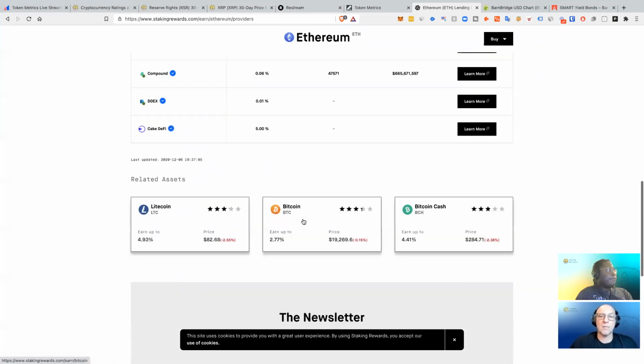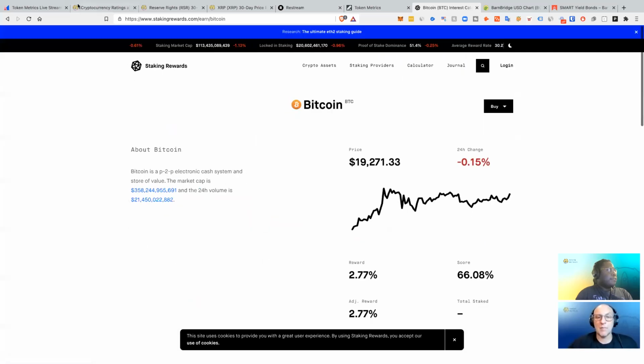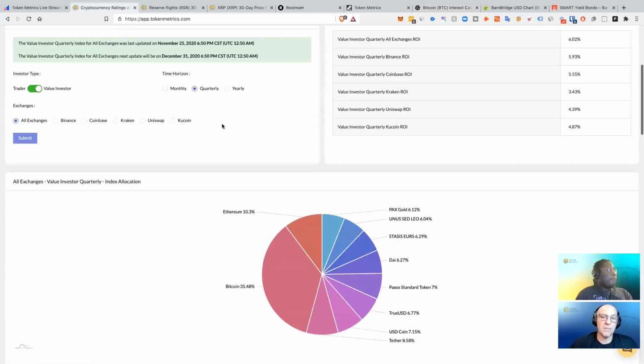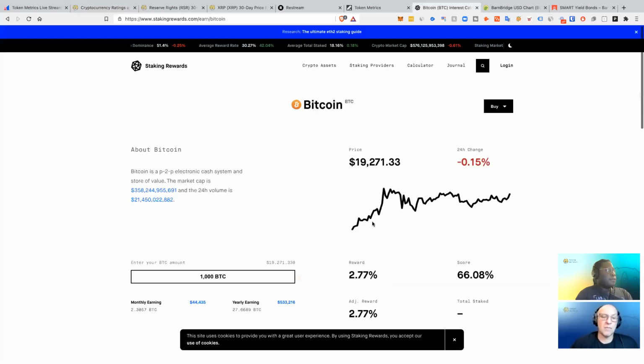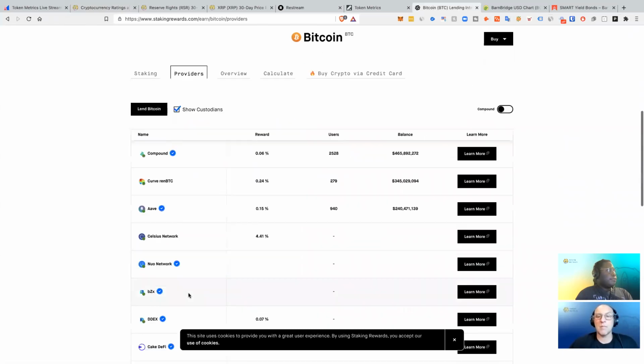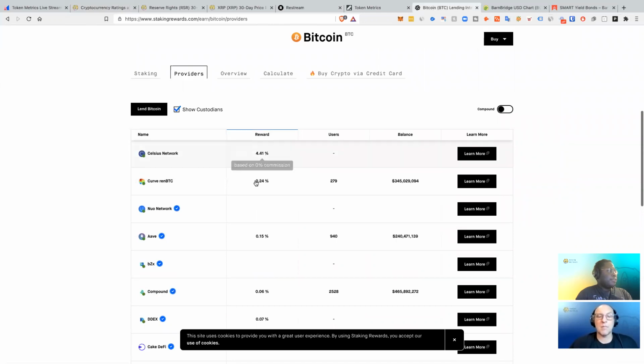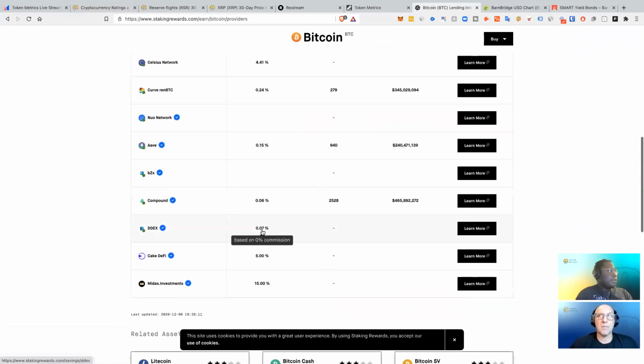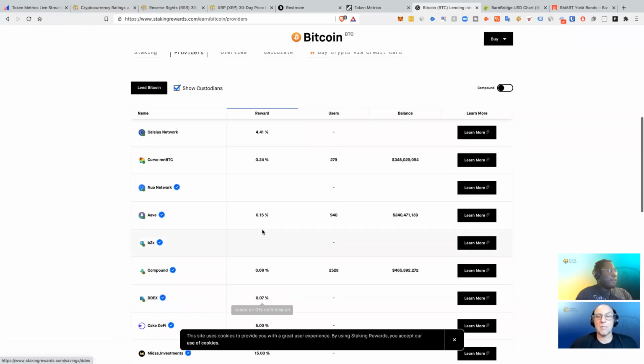Let's look at Bitcoin, right? Because going back to this, we're trying to earn yield on all this, right? So basically the stable coins and Bitcoin and Ethereum and Pax Gold. So coming back here to staking rewards, if we go to providers, sort by the rewards, Celsius. Yeah, so in general, Celsius is typically one of the better platforms.